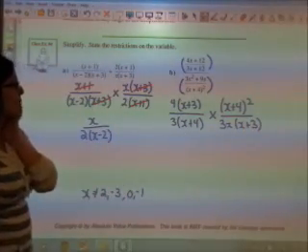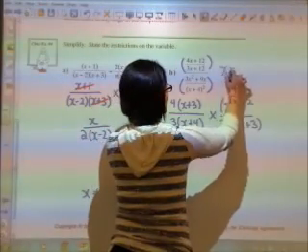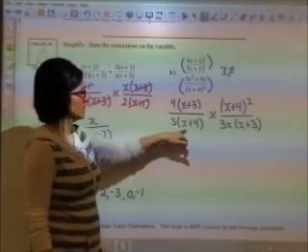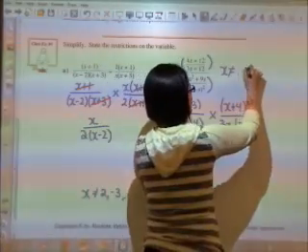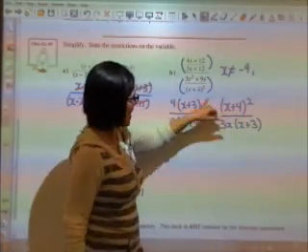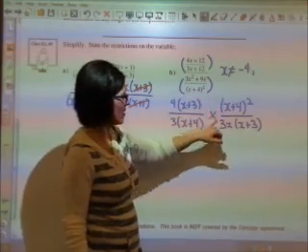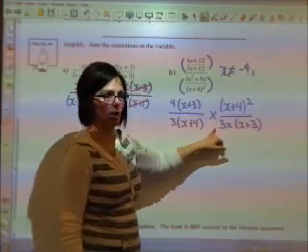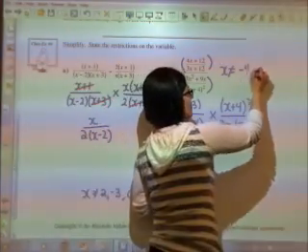So what are my non-permissible values? What can't x equal? So start with this denominator. -4. And then that's the same that I had in this denominator here. And now I have this new denominator. What can't x equal there? 0 and -3.